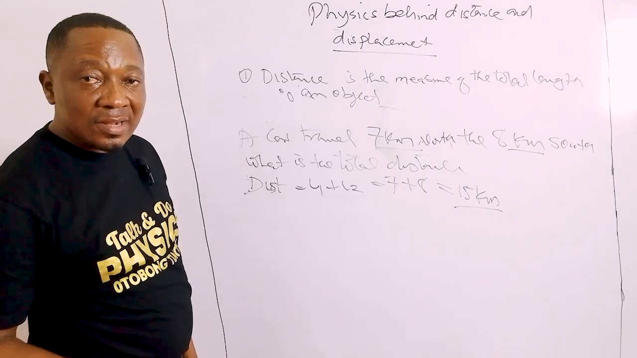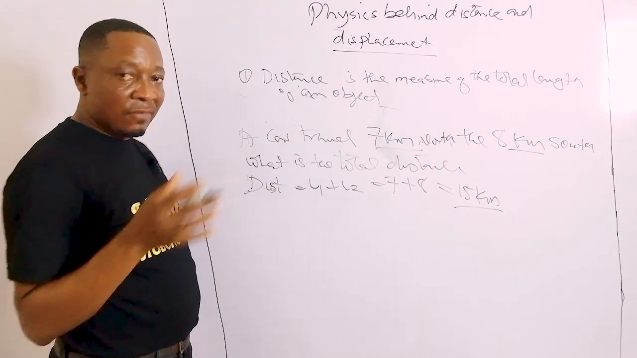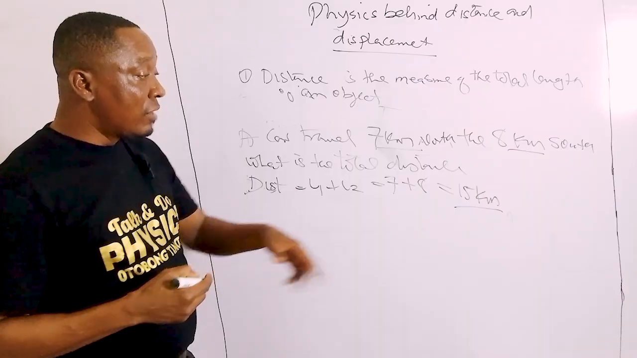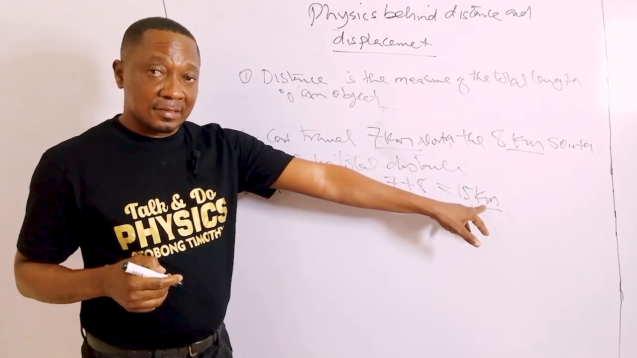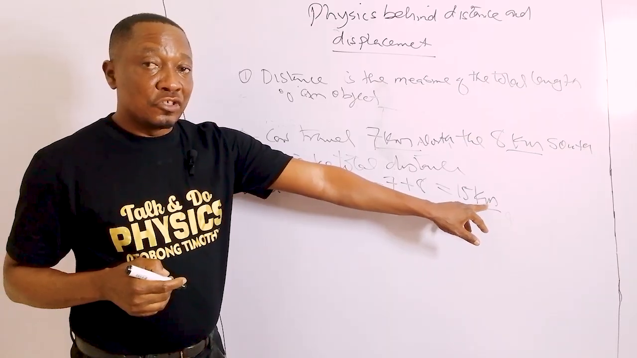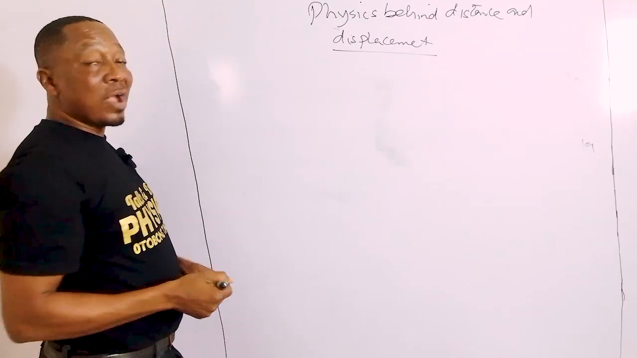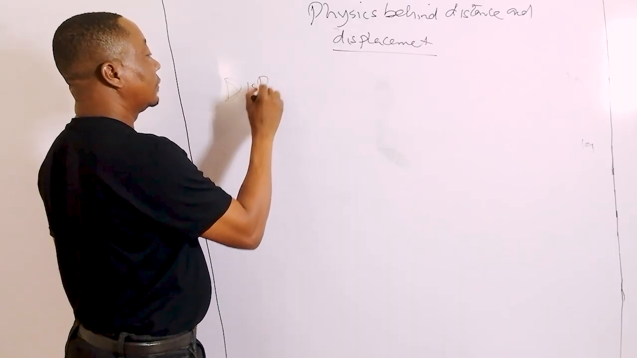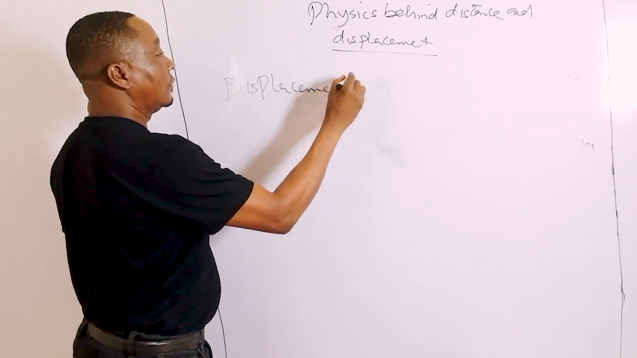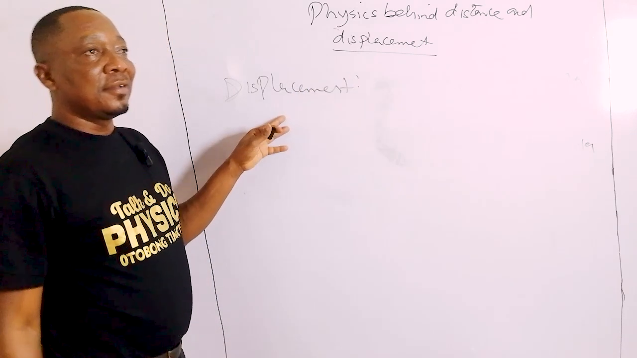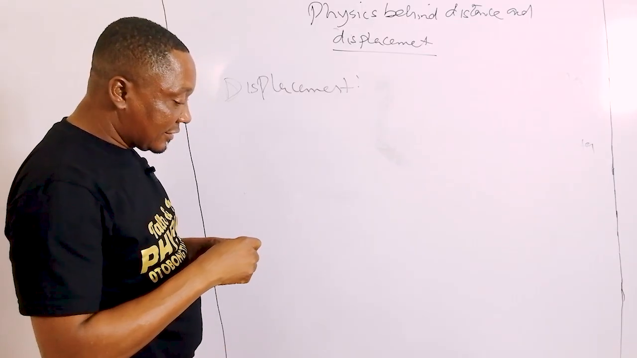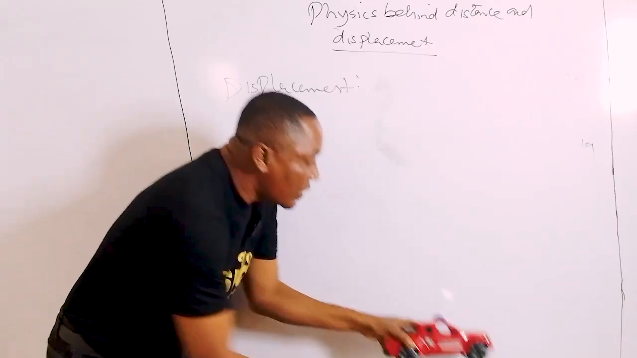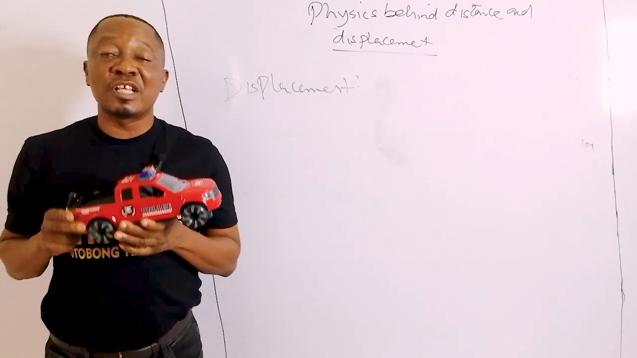So as you are able to understand, the total distance covered is a distance. And don't forget to write the unit of the distance, because that signifies the unit of the distance. So we are going to enter displacement. In displacement, we have a car. For instance, we have a car. We have this car. You want to see the displacement of this car.